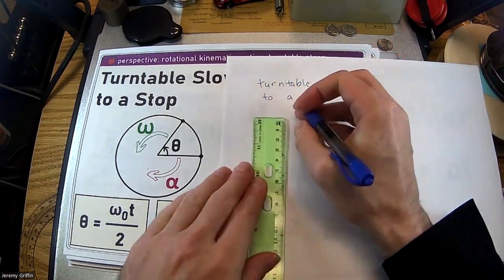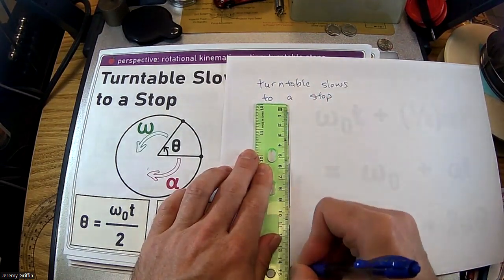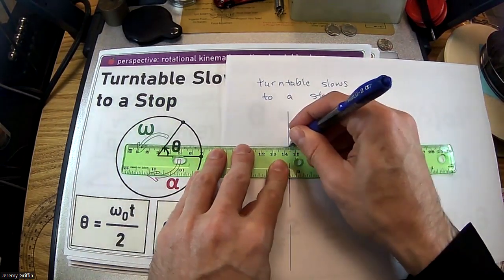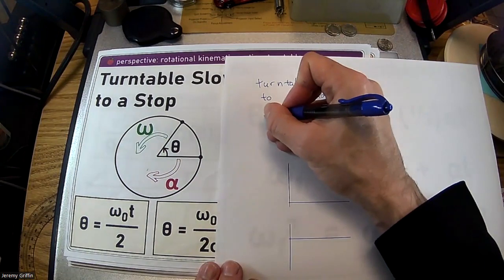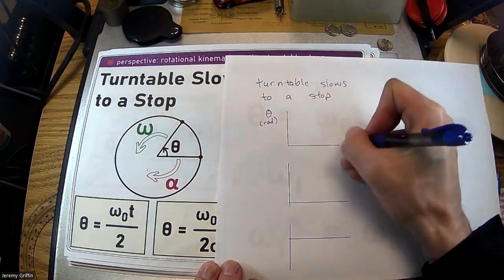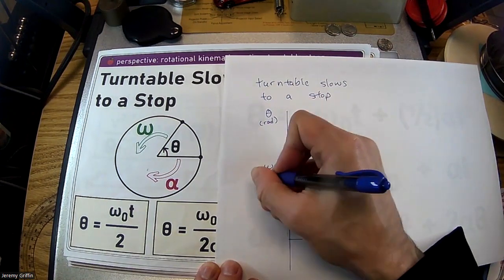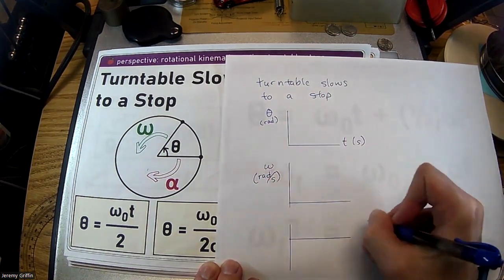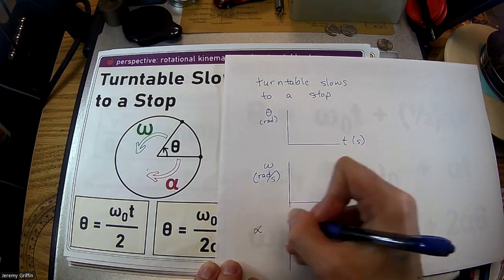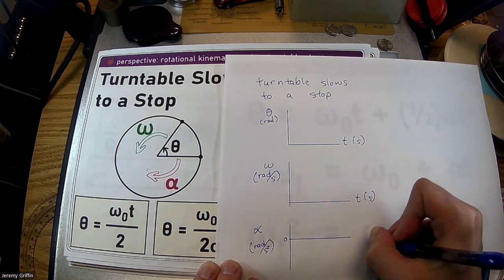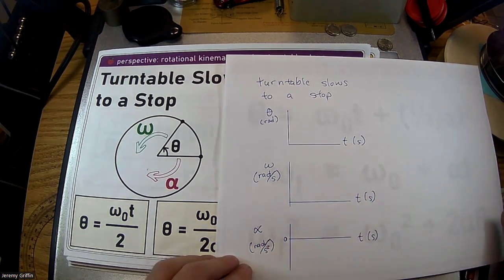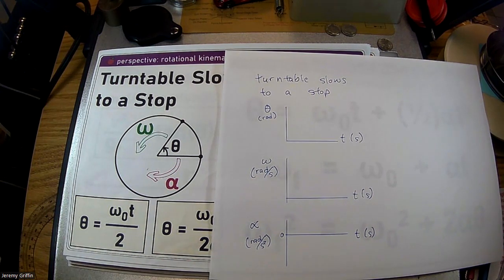You guys know what 3 graphs I'm going to draw. Little tiny graphs here. Let's do theta versus t, omega versus t, and alpha versus t. So theta in radians versus time in seconds, omega in radians per second versus time in seconds, and alpha in radians per second squared versus time in seconds. I'll walk around the room and see who gets those 3 graphs correct for that scenario: turntable slows to a stop.